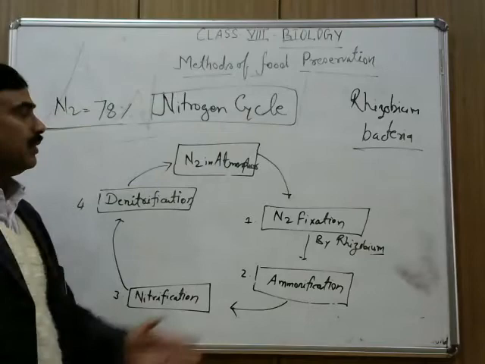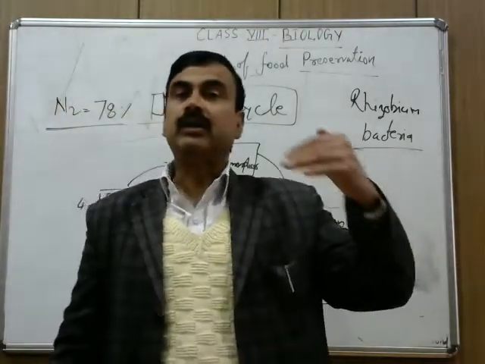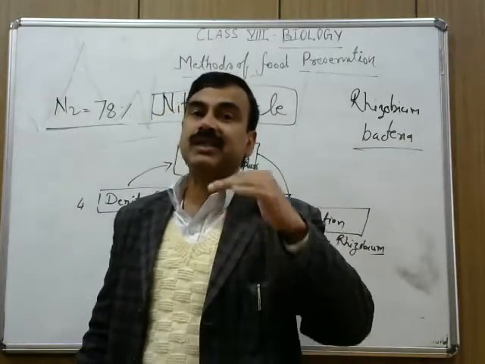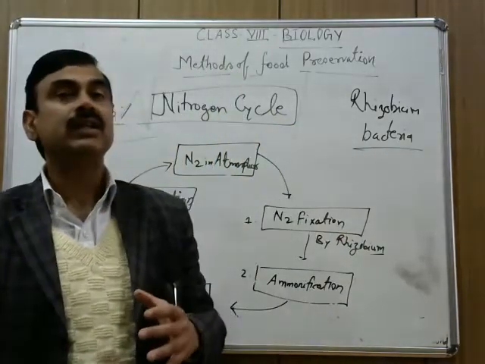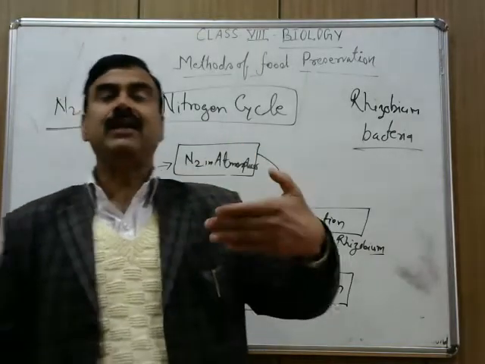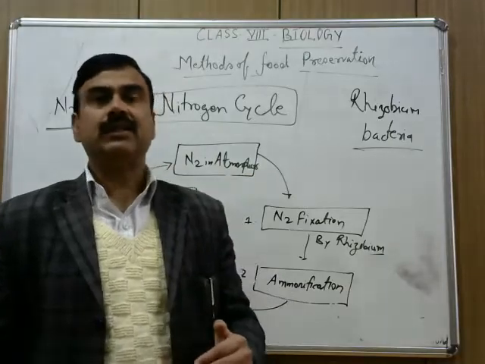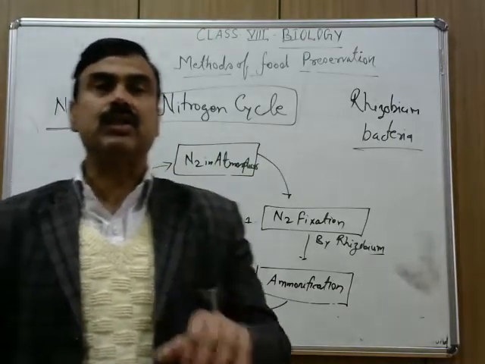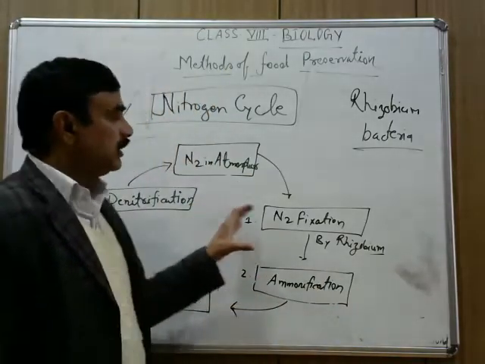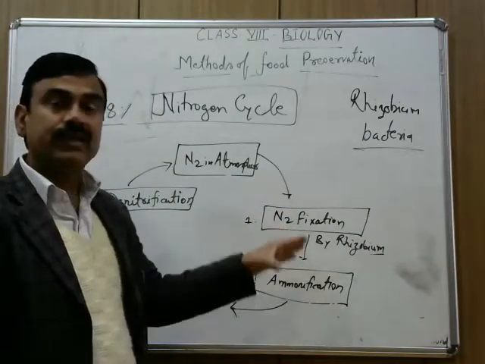You can write number 1, nitrogen fixation by the rhizobium bacteria. The rhizobium bacteria fixes the atmospheric nitrogen in the soil. There is another method also, through lightning. A small percentage of nitrogen also gets fixed in the soil, reaching the soil that way. But here, by this microorganism, this rhizobium bacteria, it is fixed in the soil.